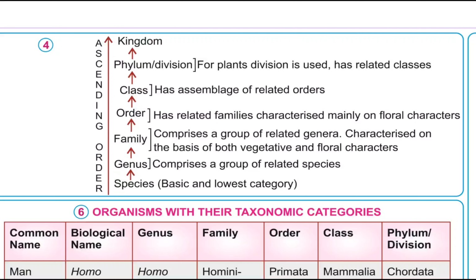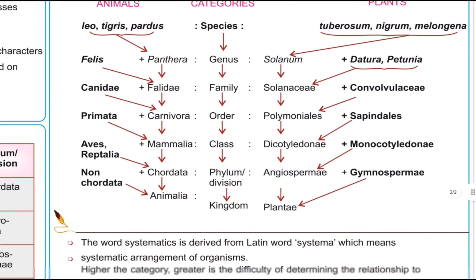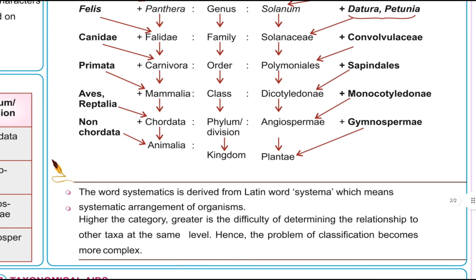Family comprises a group of related genera, characterized on the basis of both vegetative and floral characters. Order has related families characterized mainly on floral characters. Class has an assemblage of related orders. Phylum or division: for plants, division is used, with related classes. Kingdom. The word systematics is derived from the Latin word systema, which means systematic arrangement of organisms.